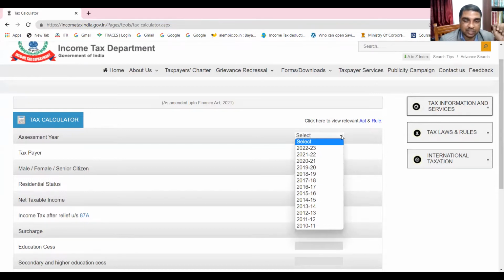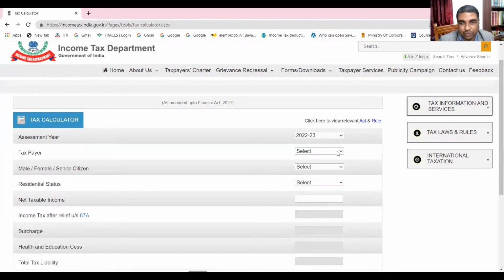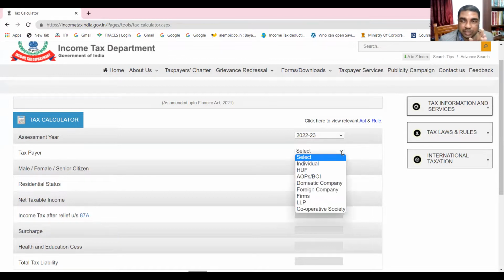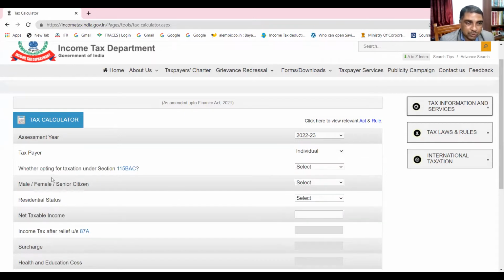So let us say 21-22, you may select 22-23 also. As you said, we are selecting 21-22, or let us select 22-23, future assessment year. And who is the taxpayer? Let us assume taxpayer is an individual, or anything you can assume. But right now we have only covered the individual tax rates. Here there is a question whether opting for taxation under 115 BAC.